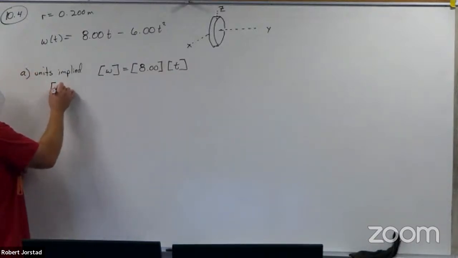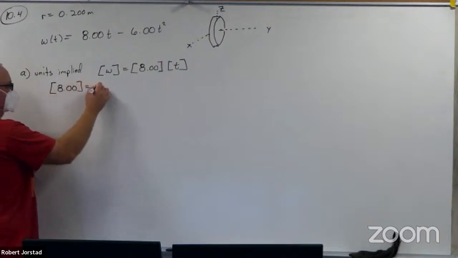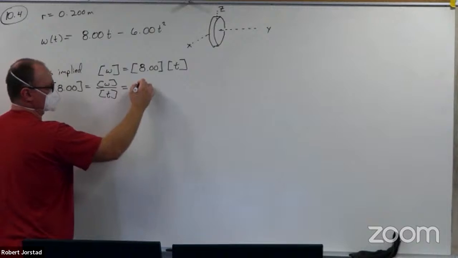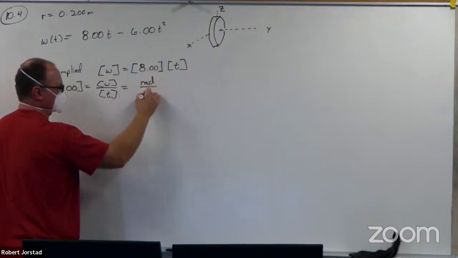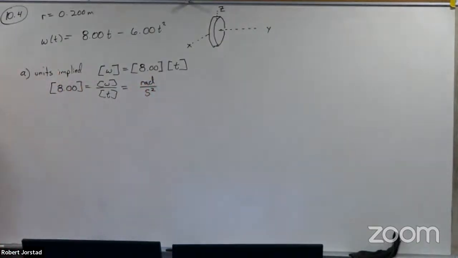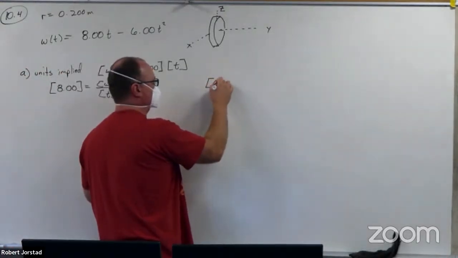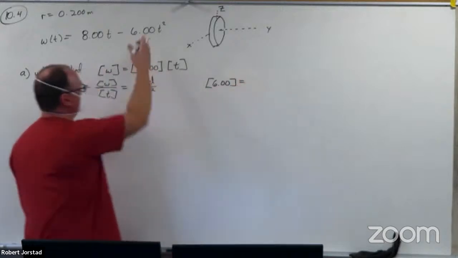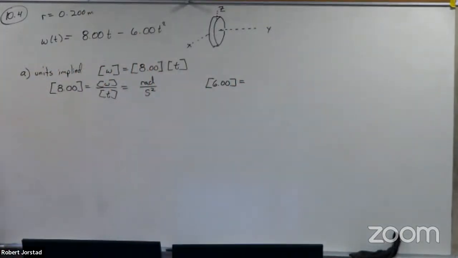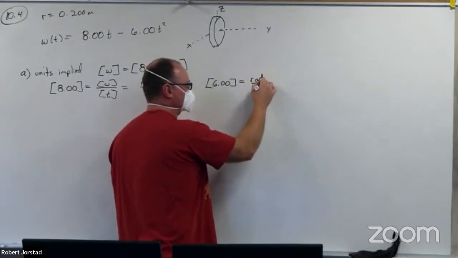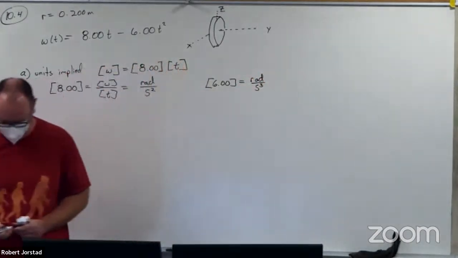So the units of 8 equal the units of omega over the units of time, which the default will be radians per second squared then, radians per second per second. And then, do you agree the units of 6 similarly? Is that going to have an extra second in the basement? So that's going to be radians per second cubed. Always check your units. Good.